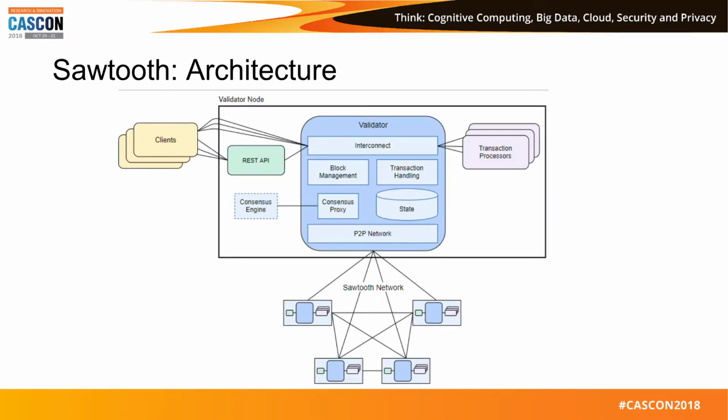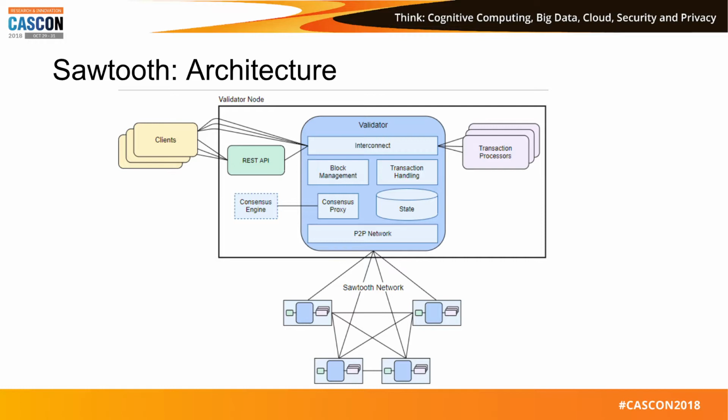Okay, now let's jump into Sawtooth. First, I want to talk about the architecture of Sawtooth. I'm not gonna go into detail about each component, but I want to talk about the three main components, which are the REST API, the validator, and the processors. The REST API is our interface to the blockchain. It's how the clients or the users connect and send transactions to your blockchain platform.